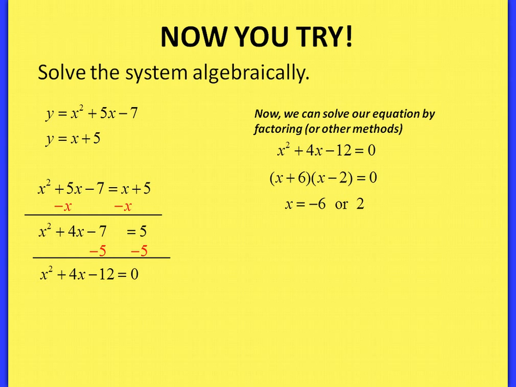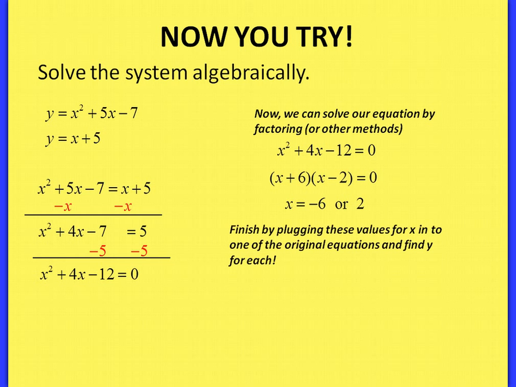And hopefully by this point you know the next step is to take those x coordinates and plug them into one of the equations. I'll probably choose the simpler one, which is y equals x plus 5, and find out what y is equal to. So if x is equal to negative 6, we're going to plug that into y equals x plus 5. And that gives me y is equal to negative 6 plus 5, which is negative 1. So the solution for this set would be the coordinates negative 6, negative 1.